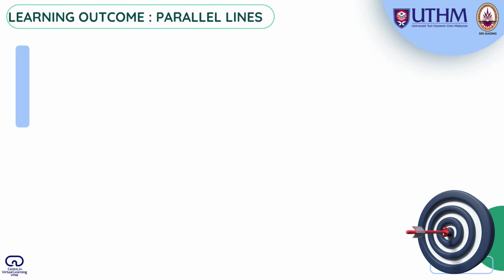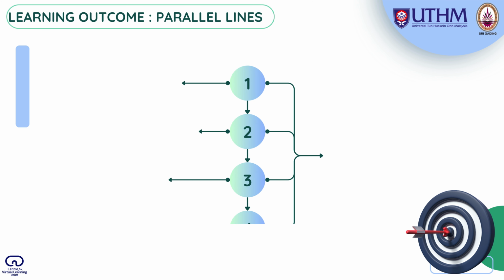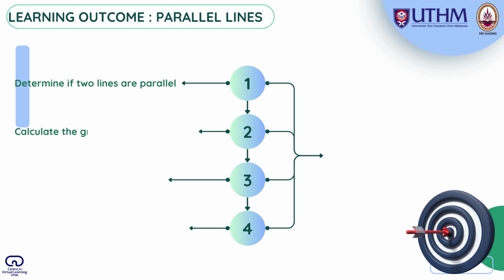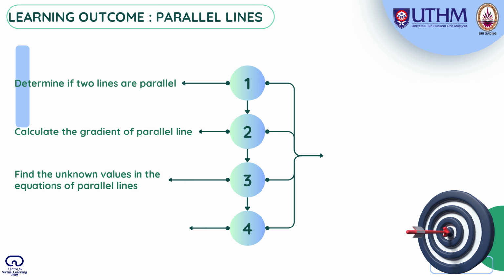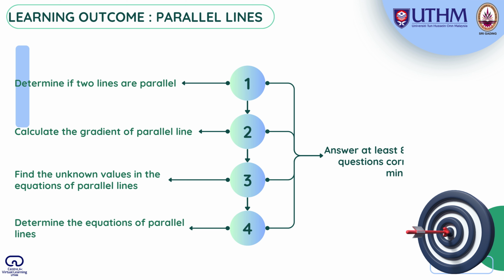Let's start our lesson with the learning outcome for parallel lines. By the end of this lesson, you should be able to: 1. Determine if two lines are parallel. 2. Calculate the gradient of parallel lines. 3. Find the unknown value in the equation of parallel lines. 4. Determine the equation of parallel lines. And 5. Answer at least 8 out of 10 tutorial questions correctly within 30 minutes.